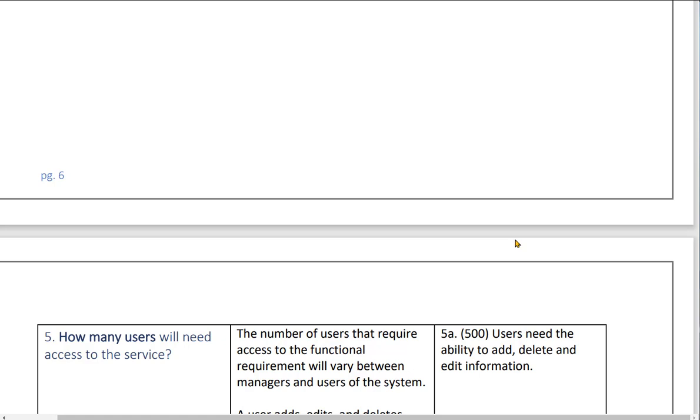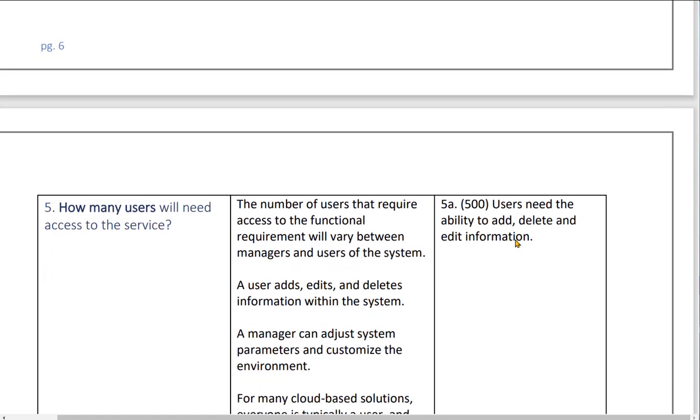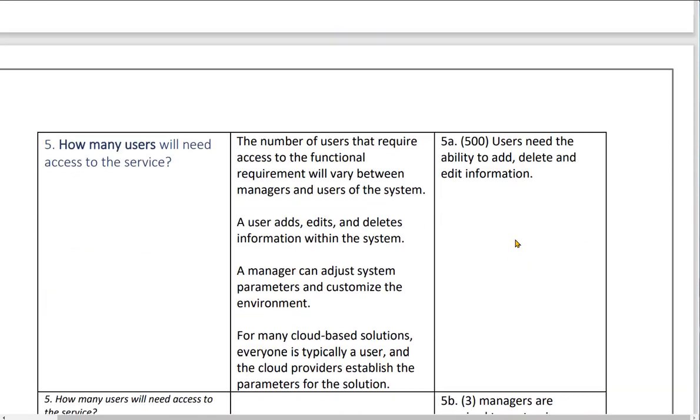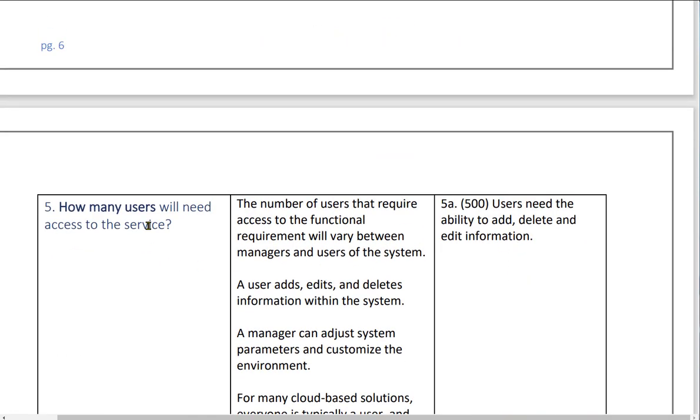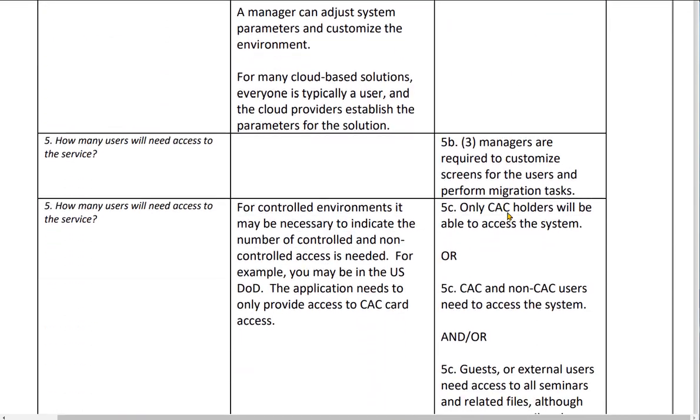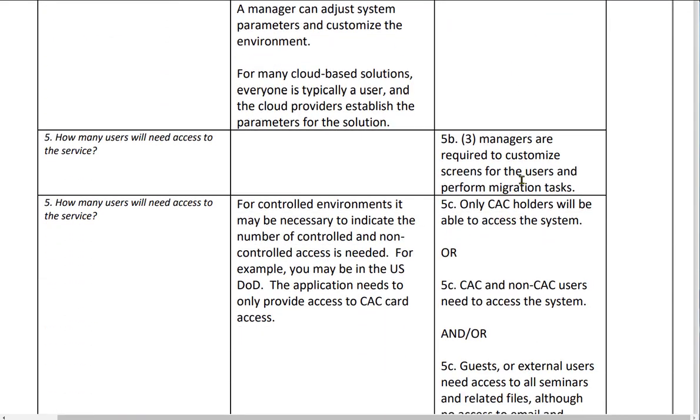We're kind of working through some of the core stuff. There's only 5 of them on the core. How many users will need to access the service? So here, 500 users need to do this. That's functional requirement 1. And then we need 3 managers to customize and do these tasks. And then we have 5C here.